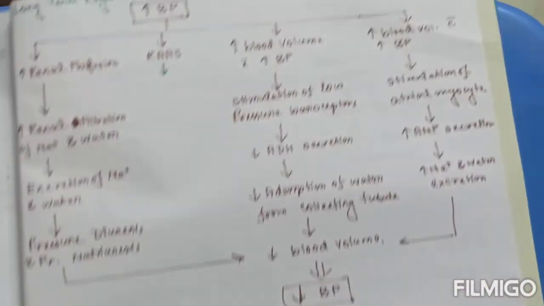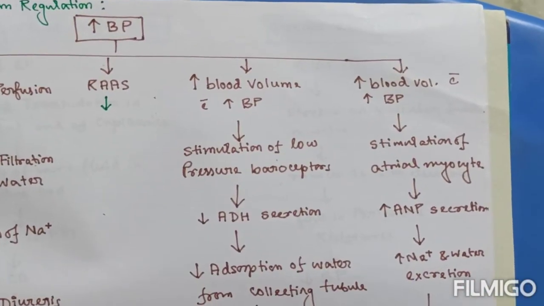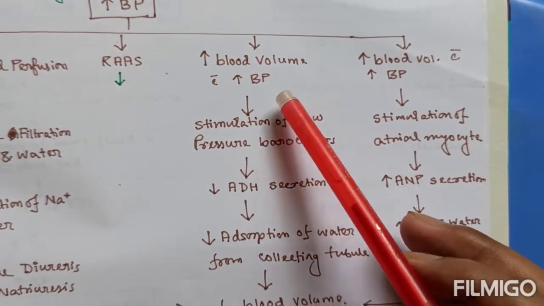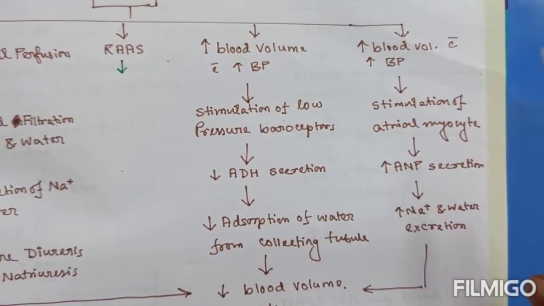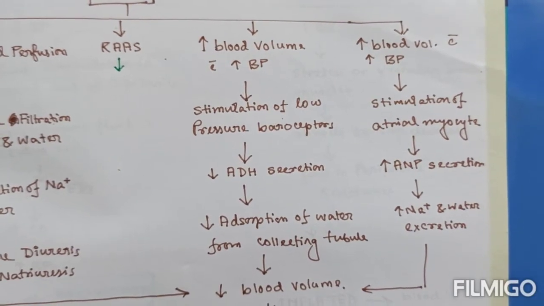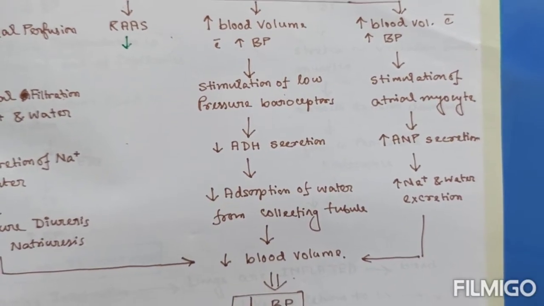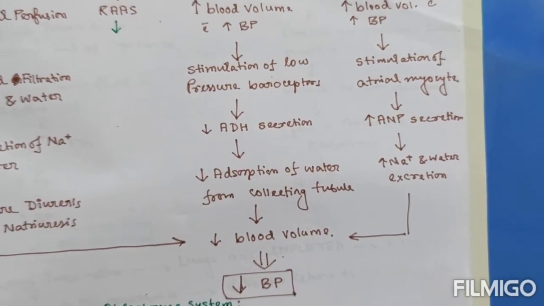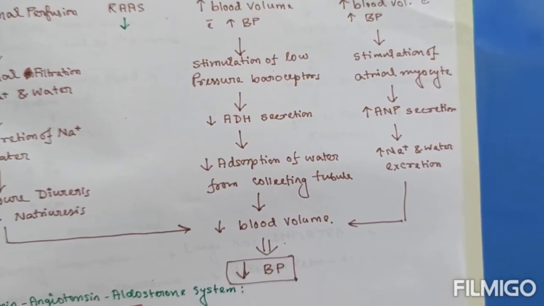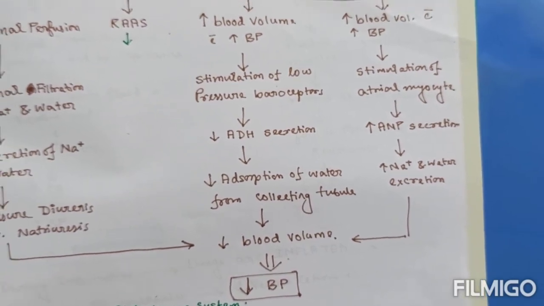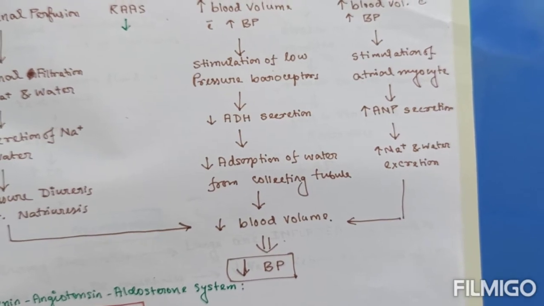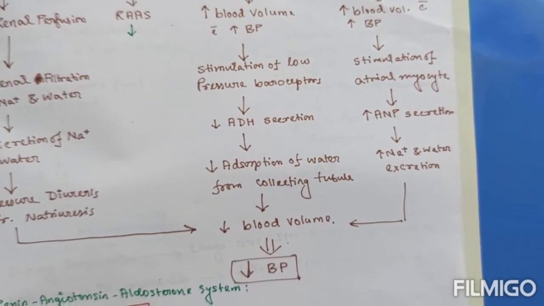checked. Next, another control: when there is increased blood volume or increased blood pressure, it will stimulate the low pressure baroreceptors, and thereby ADH secretion will be inhibited, and this will cause decreased absorption of water from the collecting tubule, thereby blood volume will also be decreased, and thereby BP will be reduced.